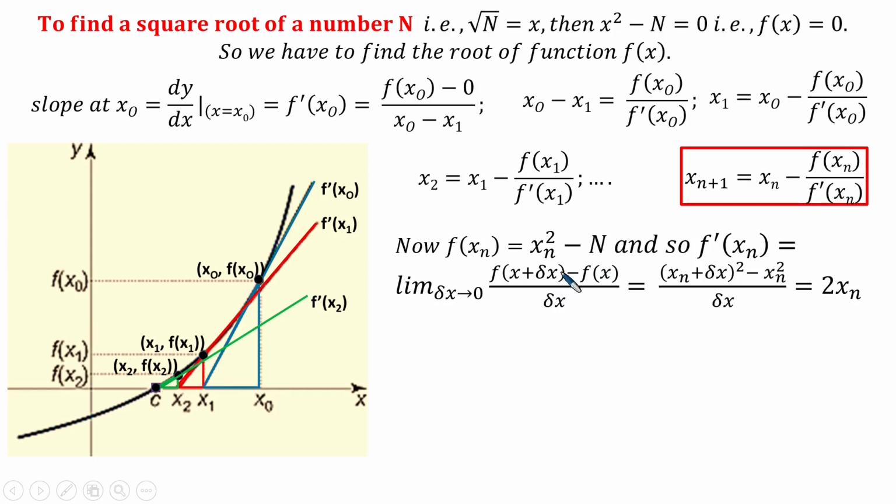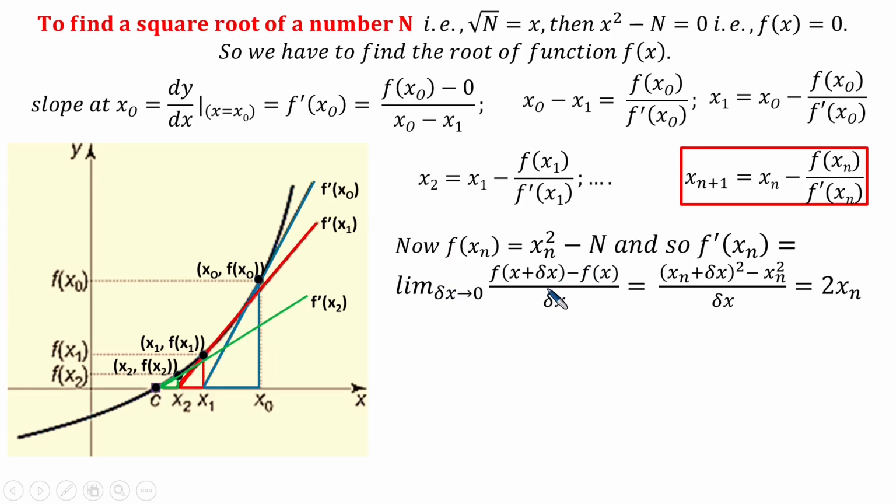This is the thing which I'm introducing for the first time, but maybe we have discussed this in class 9. So here f prime indicates the derivative of the function f of x, at x equal to xn. I can write this as f of x plus delta x minus f of x by delta x, and here the limit of delta x tends to 0. This is the definition of a derivative.